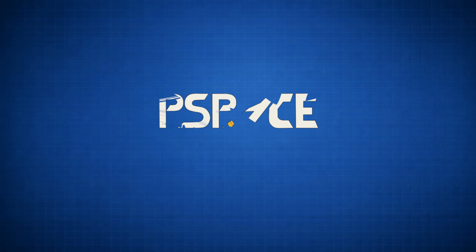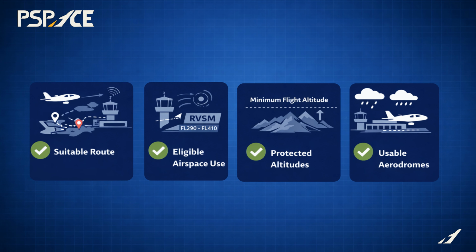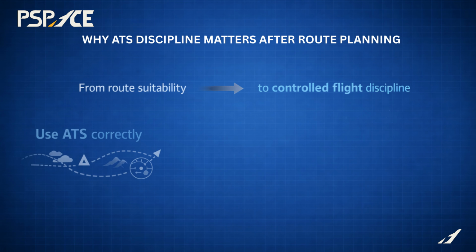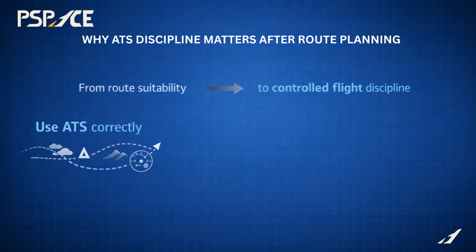In the previous P-Space lesson, the planning emphasis was on making the route itself safe and compliant before departure. That meant judging whether the route and area of operation was suitable, whether higher-level airspace requirements could be met, whether minimum flight altitudes protected the aircraft, and whether IFR planning minima kept destination and alternate options usable. This lesson builds directly on that pre-flight foundation.